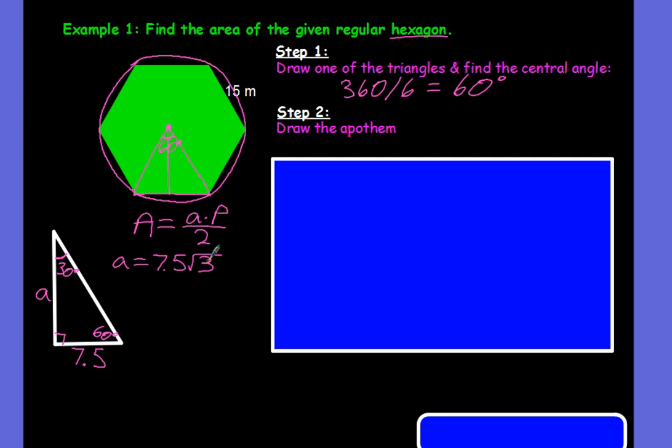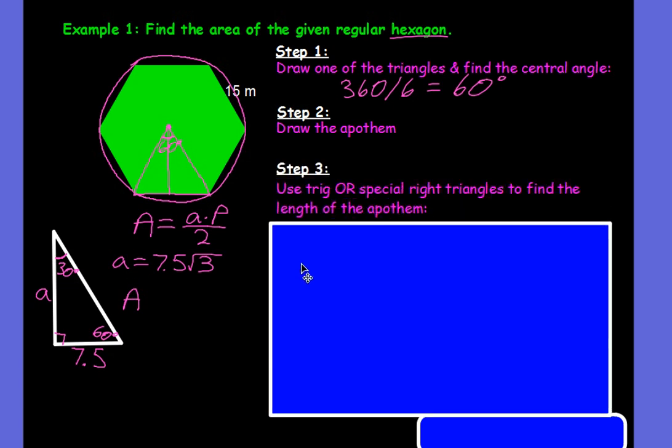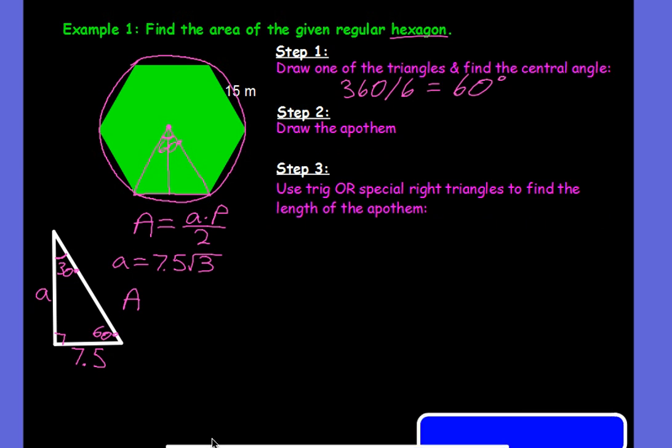We decided our perimeter is 90, so let's plug all that into our area formula. Oh, I'm totally not showing you the steps here. That's step 3. Go ahead, so y'all can write that down. Use trig or special right triangles to find the length of the apothem, which we just did. All right, plugging into our area formula, we have our apothem times our perimeter, all divided by 2.